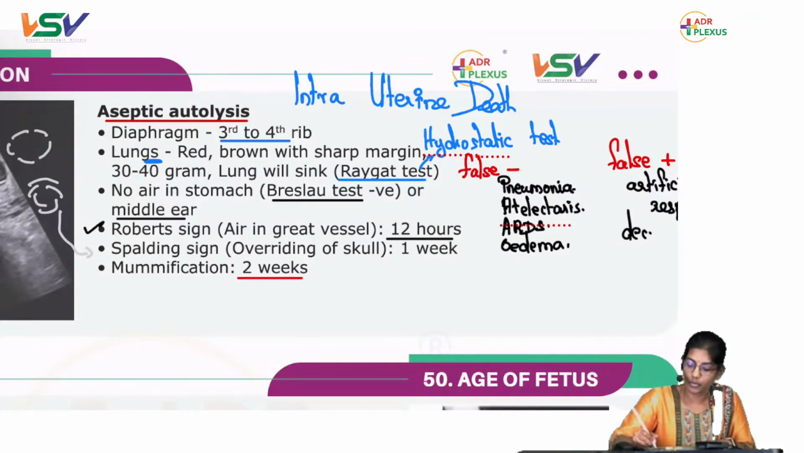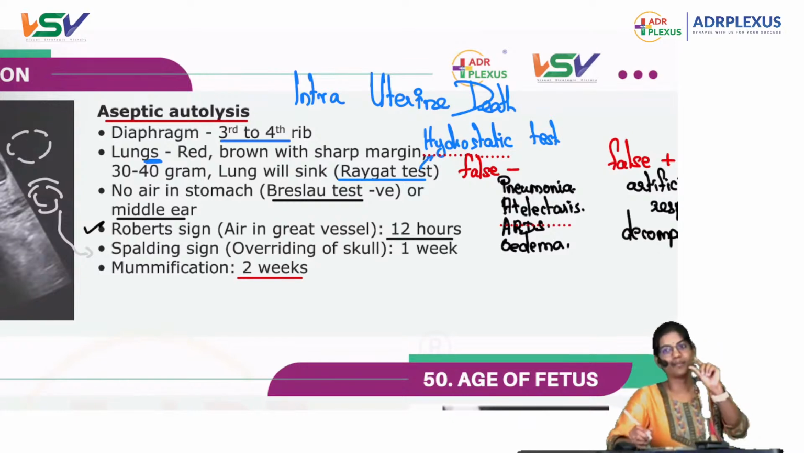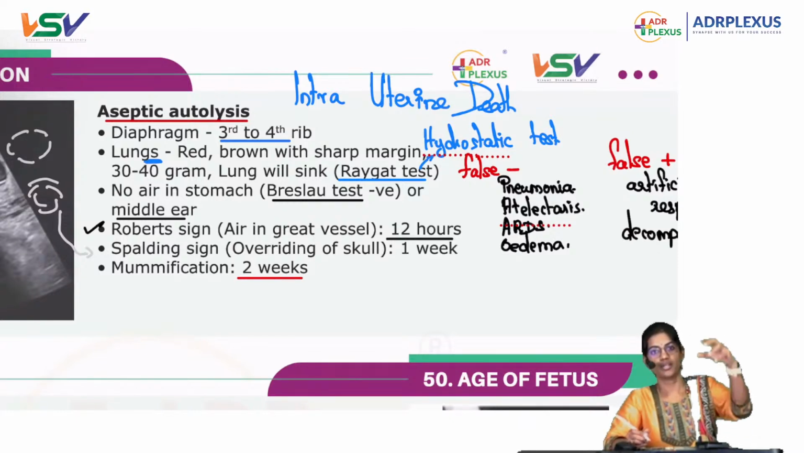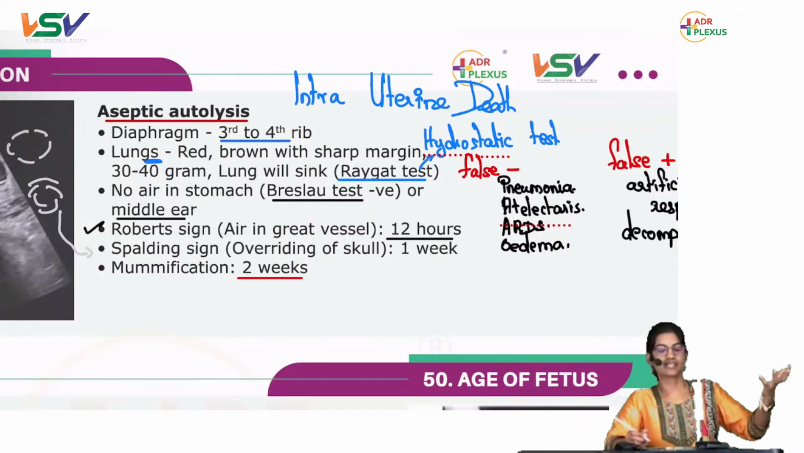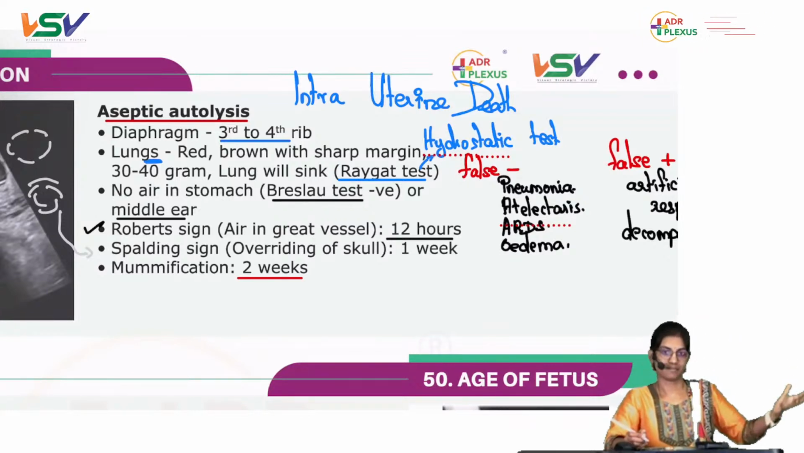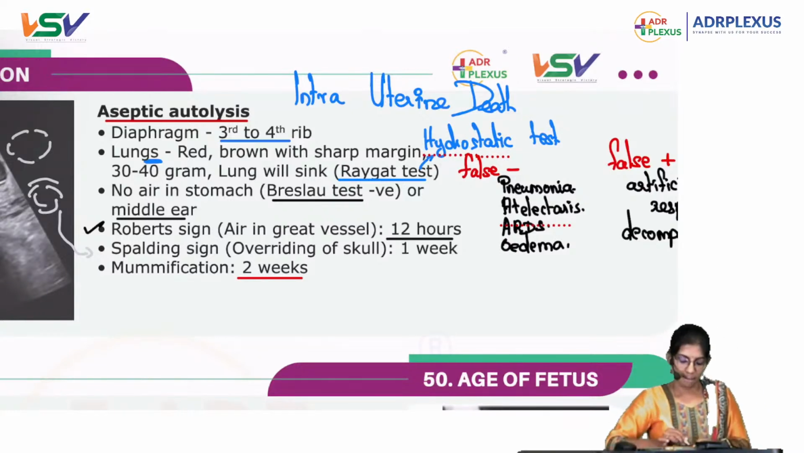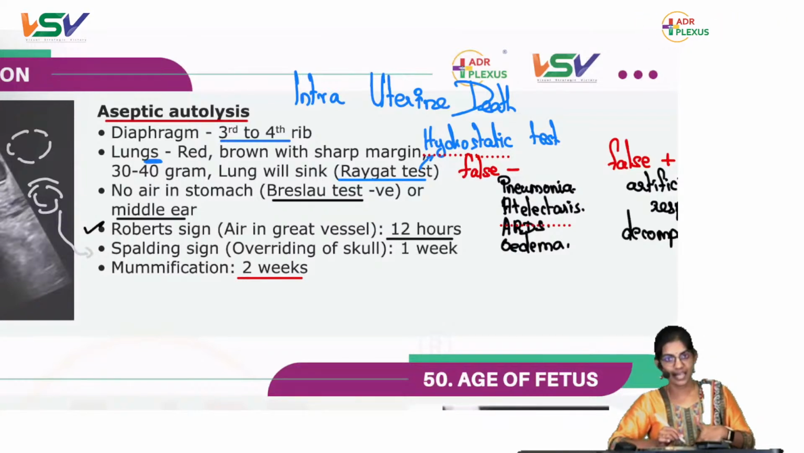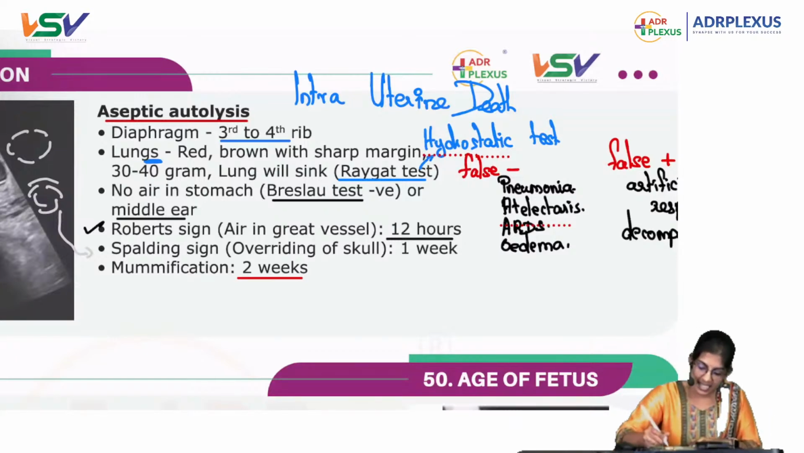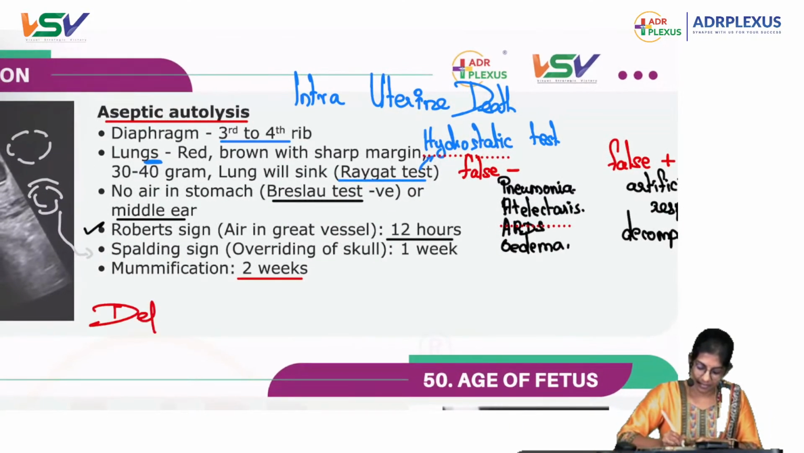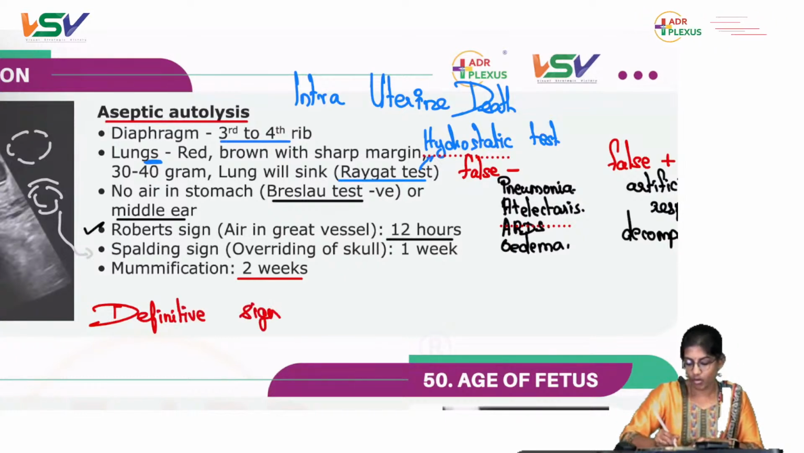The second is decomposition. Decomposition is easy for us to differentiate because we take a piece of liver also and put it under water. If the liver also floats, it means it's decomposition fluid, air. So that we come to know easily. If the child has respired, air will be there in the middle ear, air will be there in the stomach, vessels and all are good. Definitive sign of live birth.